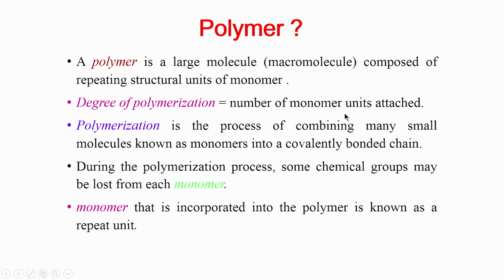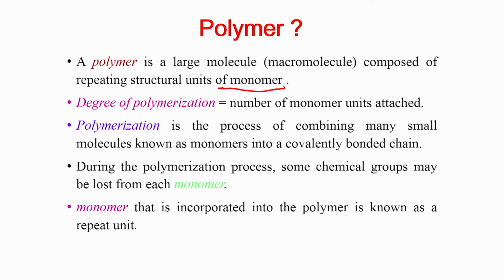So, what is a polymer? The formal definition of a polymer is that it is a large molecule or macromolecule composed of repeating structural units, and these repeating structural units are called monomers. Okay. So, all these individual units are called monomers, and when these monomers are clubbed together or brought together, they form a macromolecular chain which is called a polymer.